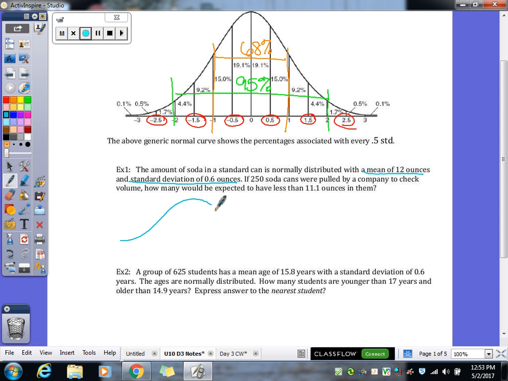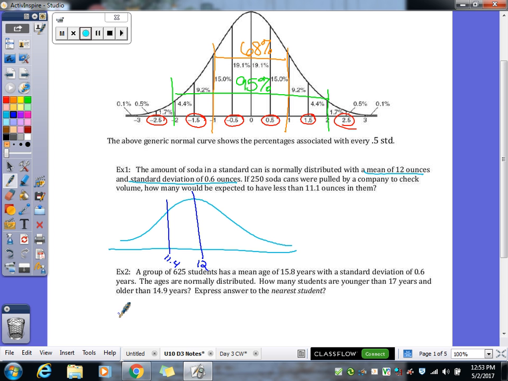So let's make our curve, just like we were doing last time. With our little line down below, that's our x-axis there. Right here in the middle is always our what? Mean, which in this case was 12 ounces. So we're going to put a nice little 12 there. 11.1 is going to fall to the left of my mean, so I'm going to start doing some subtraction. So 1 standard deviation below, if I take my 12, subtract my 0.6 from it, what would we get for that? 11.4. So 1 standard deviation below would be 11.4 ounces.